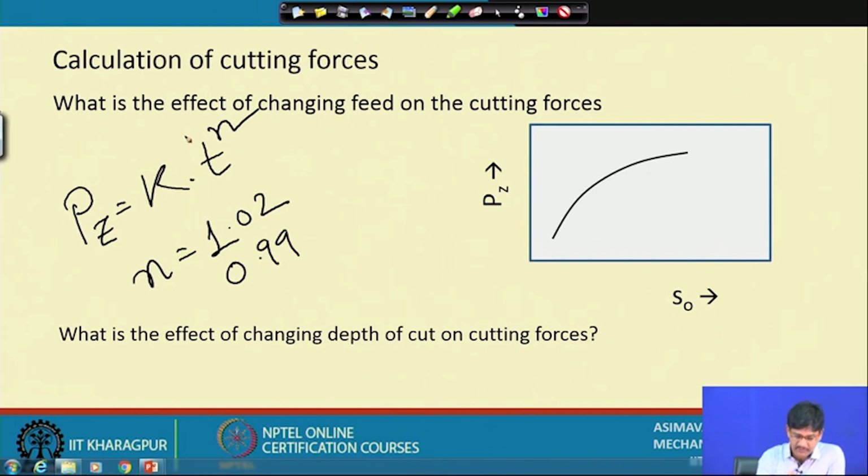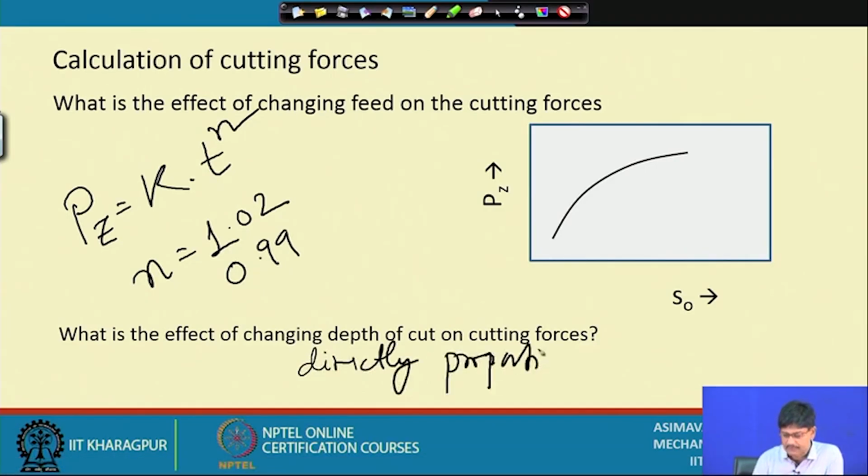If you double the depth of cut, you can expect more or less the cutting force will be doubled. So, this one is directly proportional, we can write for all practical purposes, directly proportional, and this one to the power roughly 0.75 to 0.69.